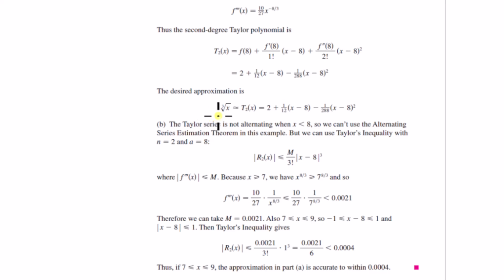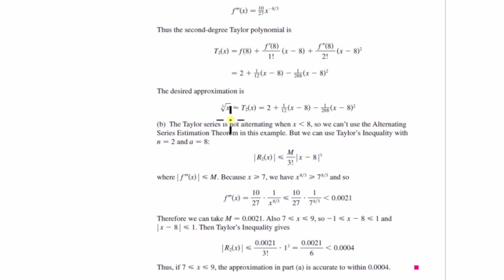We've approximated the function, the cube root of x, with a second degree Taylor polynomial centered at 8. Now we want to find out how accurate this is if we restrict the x inputs to be between 7 and 9. The Taylor series is not alternating when x is less than 8, so we can't use the alternating series estimation theorem in this example.